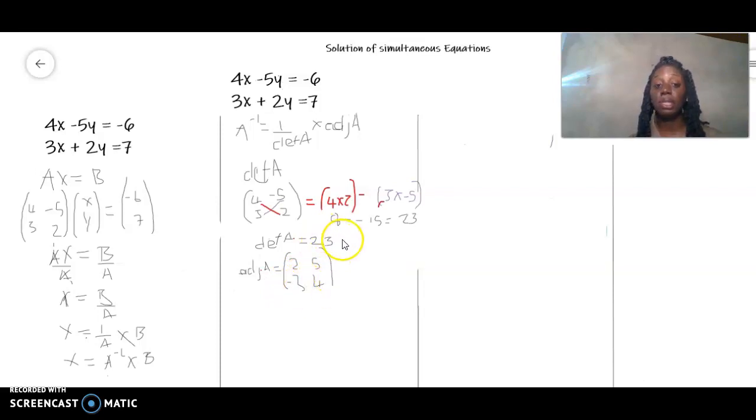Alright, so now that I've found the determinant and A adjoint, I can now substitute these results into the formula for finding the inverse of A.